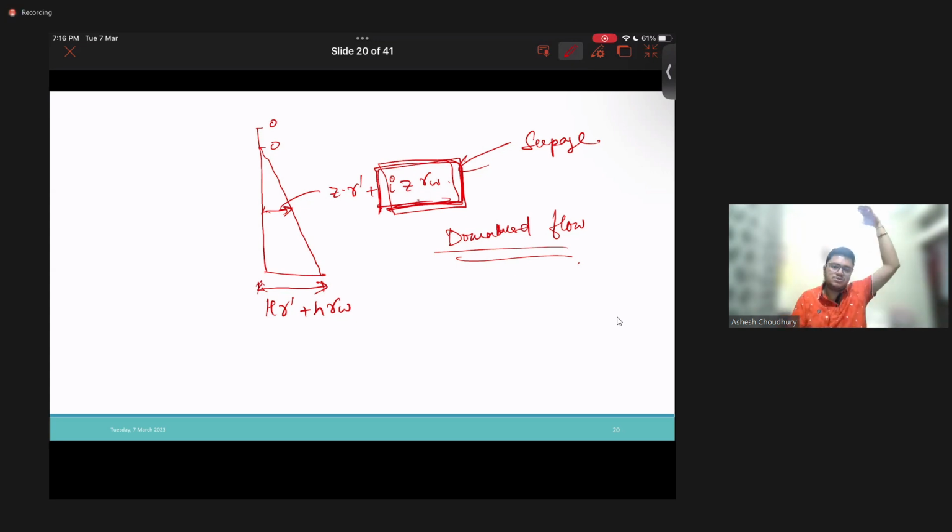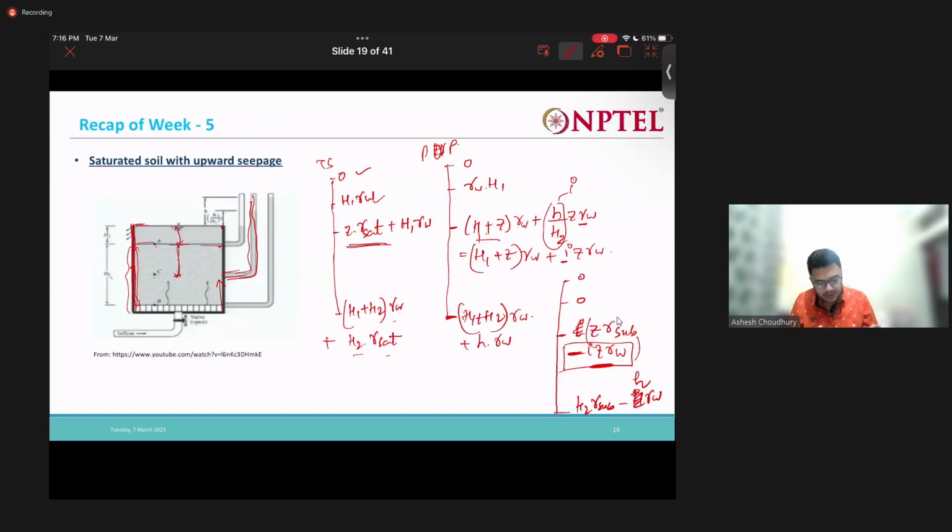So when the flow is occurring from top to bottom, the force between the two particles is actually increasing. The stress at the interparticle contact points is increasing. So downward seepage actually increases our effective stress. And when the flow is upward, the effective stress gets reduced.